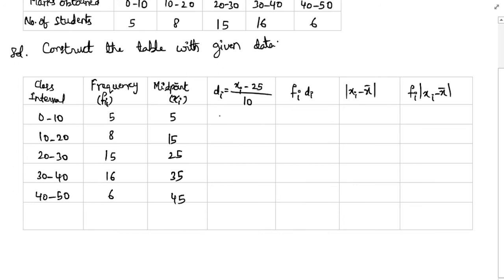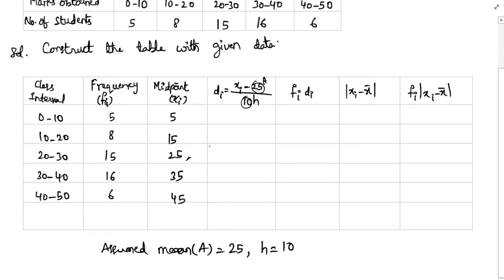Now we have to find di. Di is equal to xi minus a by h. So we have to find a and h values first, then we can proceed with this. So the assumed mean, that is a, is 25, right? And h, that is the class interval, is 10, right? Because the difference between each range is 10.